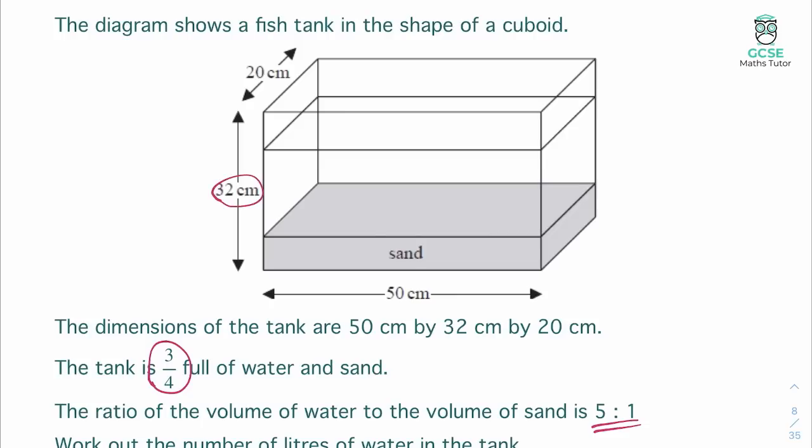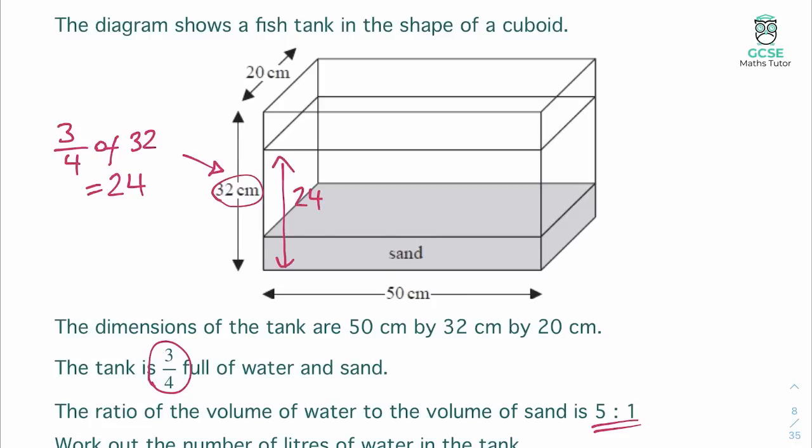And that'll tell us the height of the water and sand, and split that in the ratio 5:1 and get the height of the water. I think that's going to be quicker. So if we work out 3/4 of 32, divide by 4 would give us 8, times by 3 is 24. So the height of the water, here to here, is 24.